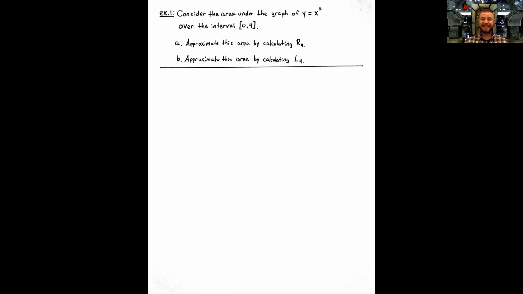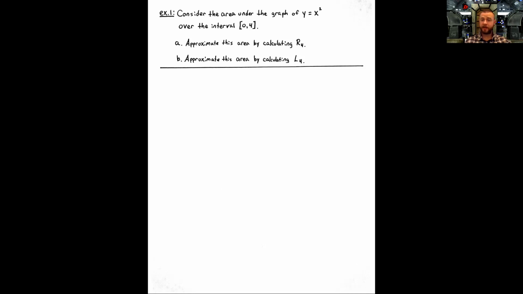All right, let's go ahead and get to a simple concrete example so we can see how all this comes together. And it's a very simple graphical question. We're given the graph of y equals x squared, your basic parabola, and we're asked to consider the area beneath that graph over the interval from 0 to 4. Basically, what we're going to try to do here is find the area beneath the parabola from x value 0 to x value 4. The two parts ask us to approximate this using our two standard ways.